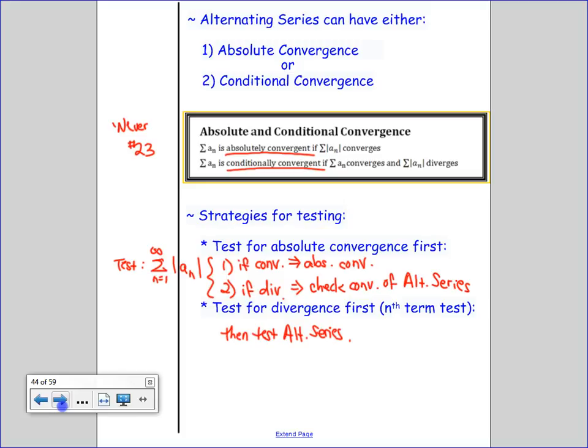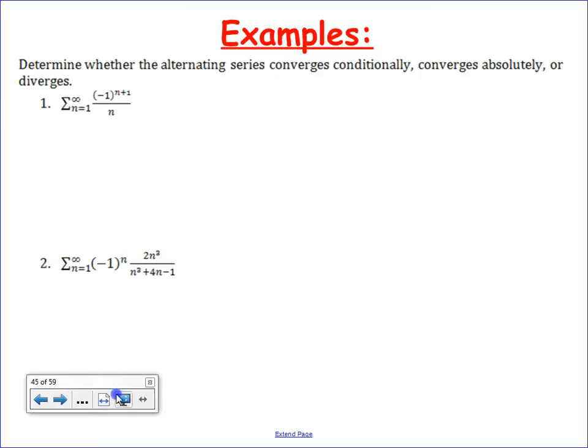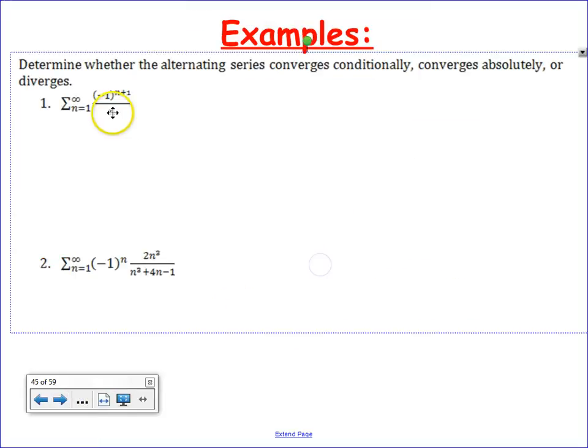We ready for examples? Okay. Examples. Here we go. Has it zoomed in enough? Okay, I can make it a little bit bigger.